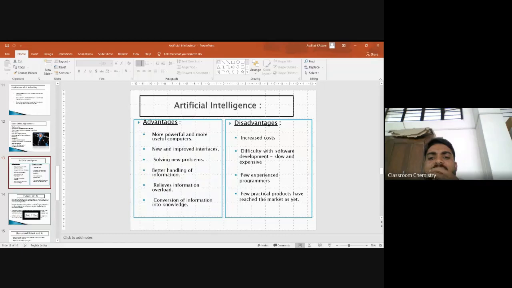Then what are the disadvantages? Increased cost, difficulty with software development, slow and expensive. The cost increases because, see, it is a very difficult and costly concept in artificial intelligence. If we purchase different types of machines, these are also very costly. Difficulty with software: if there is some problem in software or hardware, then it is too expensive. Few experienced programmers, so there is a need for experienced programmers. Few practical products have reached the market as yet. Before testing, some products have also reached the market.